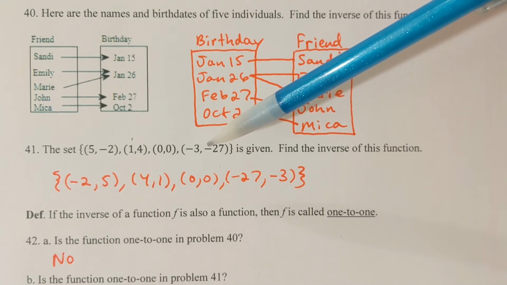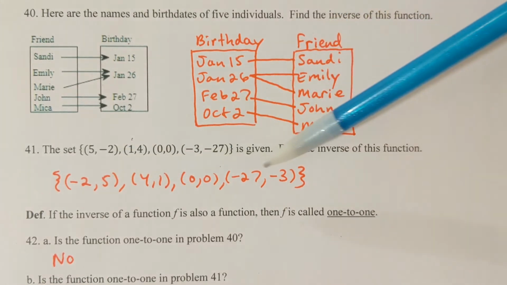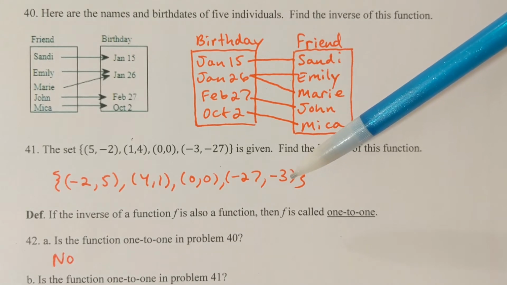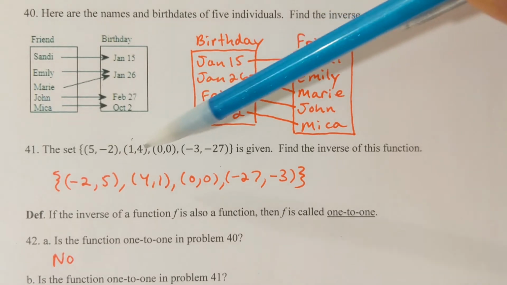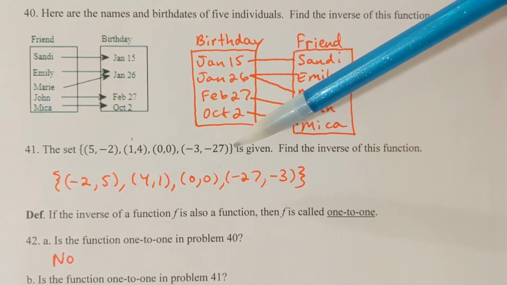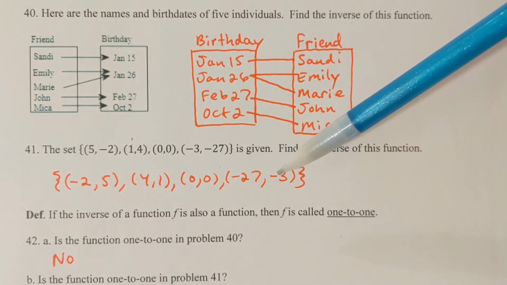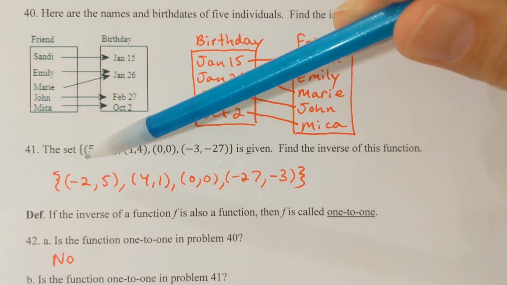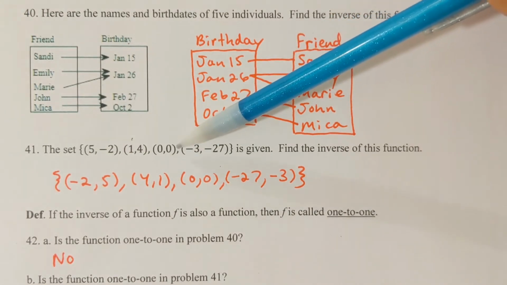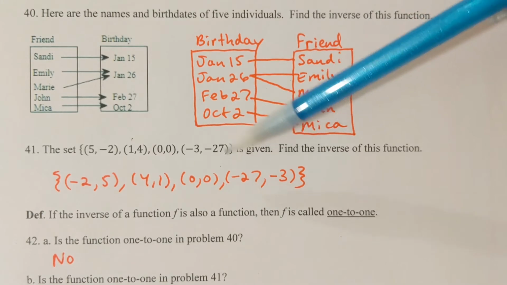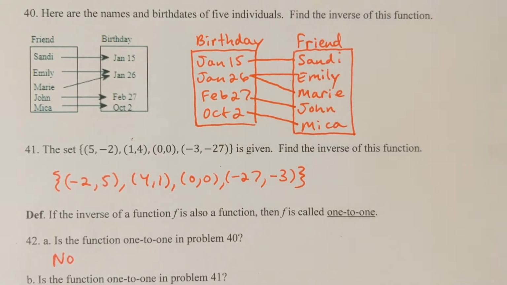Now, when I compute the inverse, it will also be a set of points, and it's all about switching x and y. So all I would do here is switch the coordinates on the points that are listed, and then list the new points. So that's going to be (-2, 5), (4, 1), (0, 0), (-27, -3). I'm just switching the coordinates.